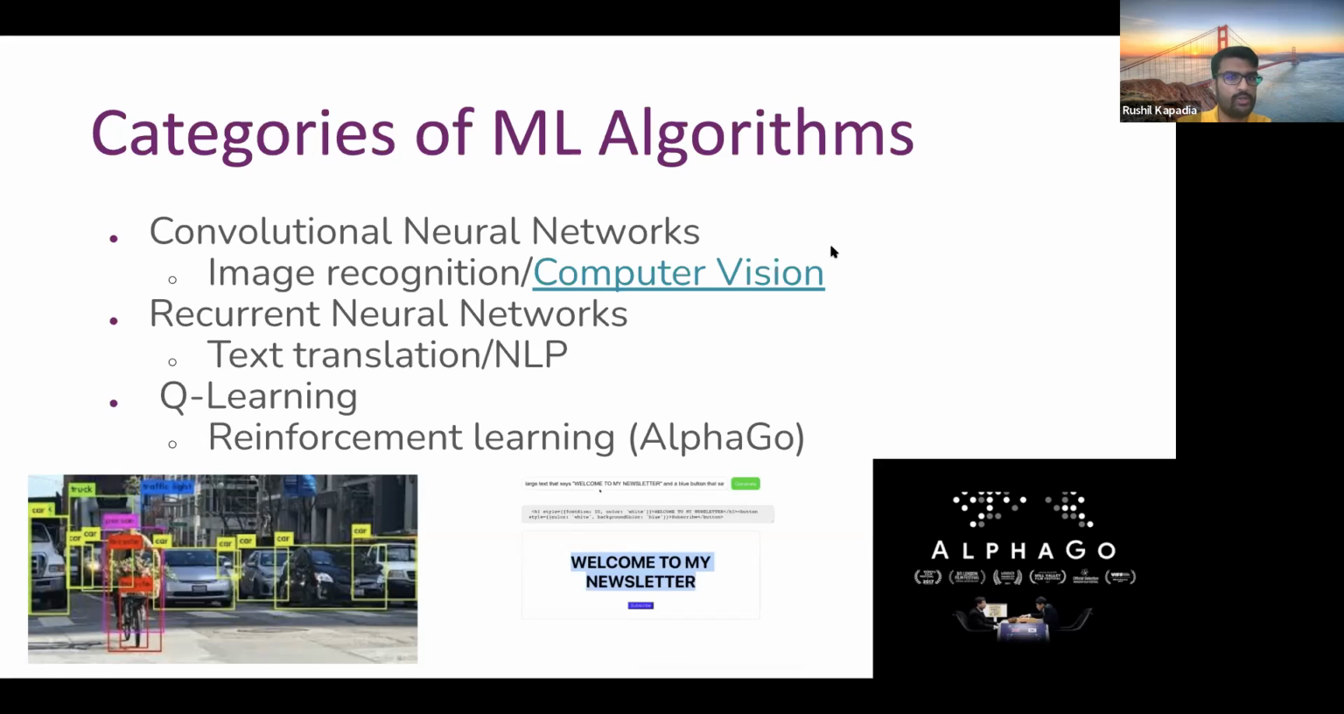So CNNs, or convolutional neural networks, are used for something called computer vision or image recognition. An example of that is the image on the bottom left, right? You can see that in this image, there are a lot of cars, there's a truck, there's a traffic light, there's someone riding a bicycle, there's a bicycle, and our neural network has actually identified most of them.